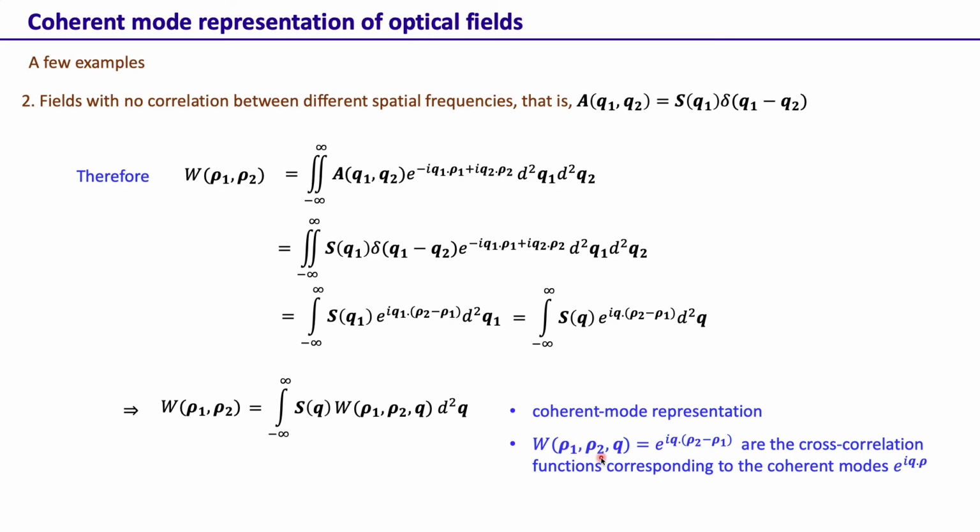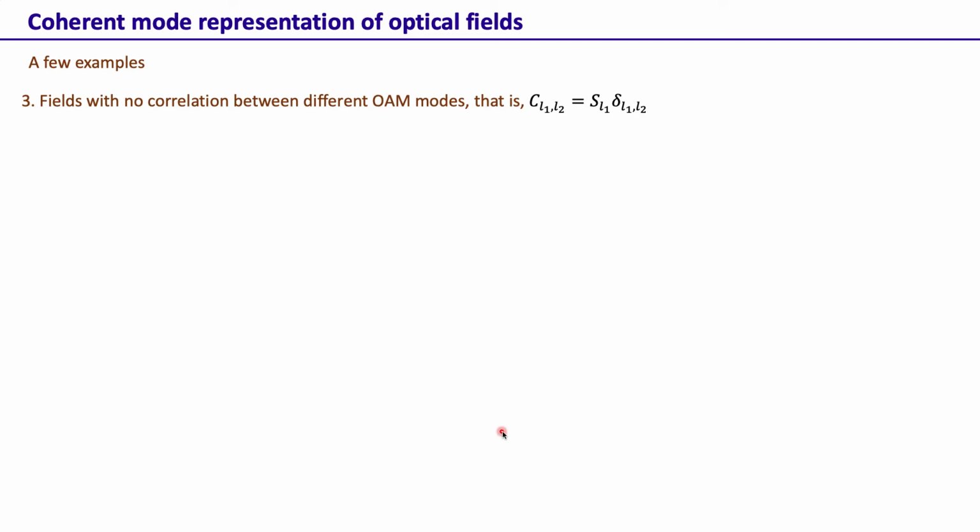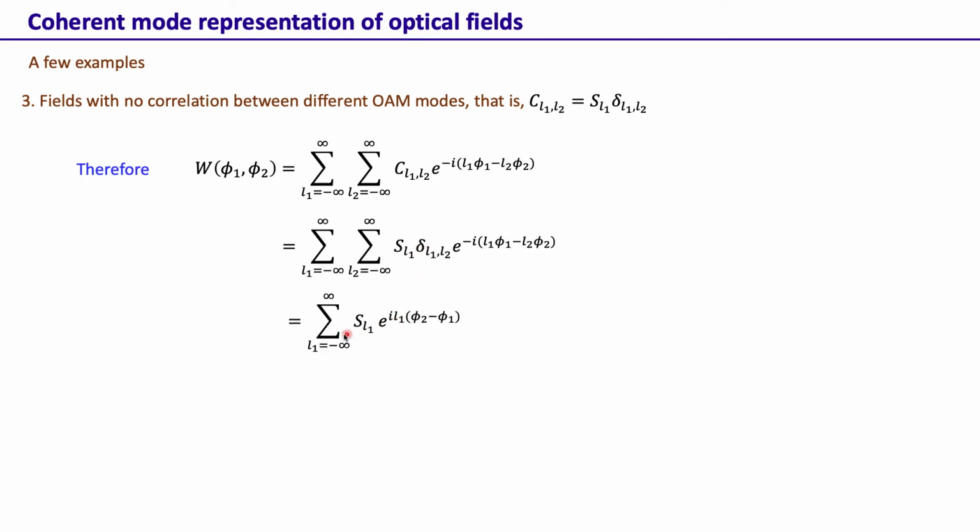Similarly, we can also look at the example for the angle degree of freedom, and in that case we had looked at the field that has no correlation between different OAM modes. So for that we looked at the correlation in the OAM basis as this. That's the two-dimensional Wiener-Khintchine theorem in angle and OAM. If we substitute this in here, this just becomes this, and writing in terms of just L becomes like that, and then this W function in phi 1 and phi 2 will take this form.